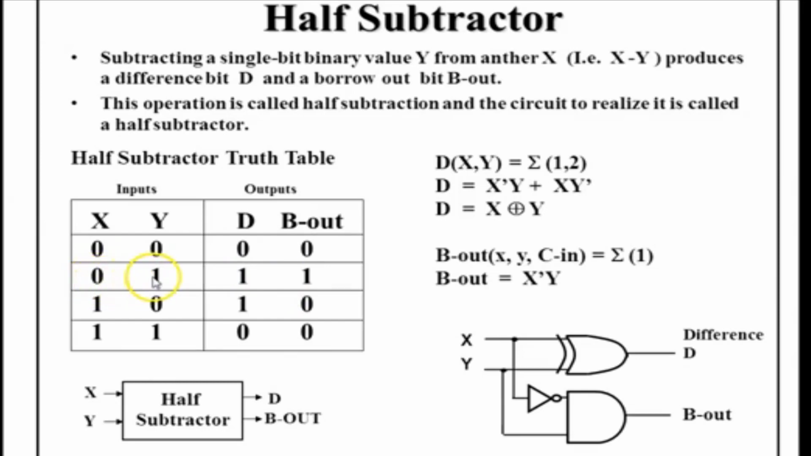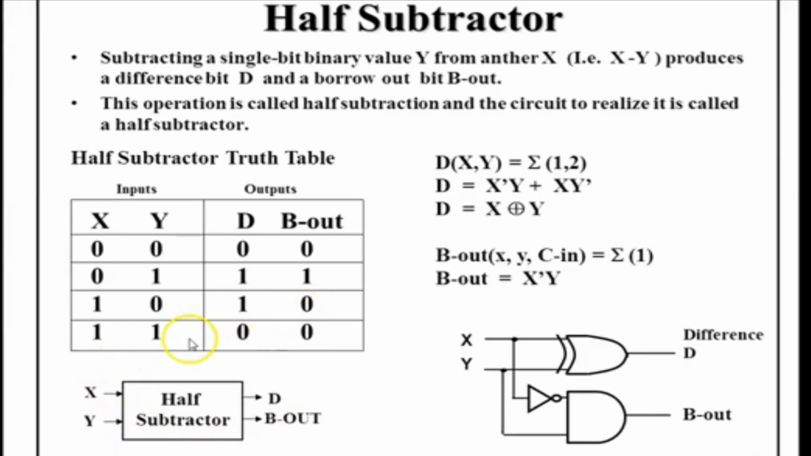1, 0 minus 1 gives me a difference of 1. So 1, 0 is nothing but 2 in decimal. 2 minus 1 is 1. Very simple. I guess you were able to analyze it. So when x is 1 and y is 0, the difference is 1 without a borrow. 1 minus 1 is very simple. Difference is 0 without a borrow.